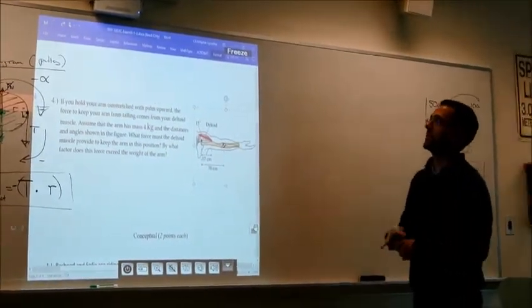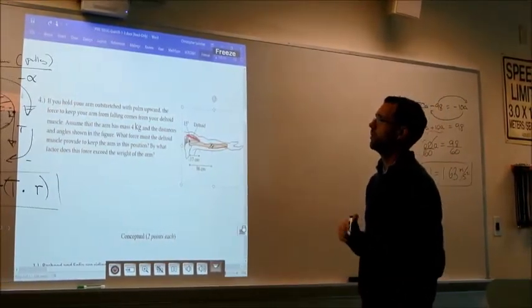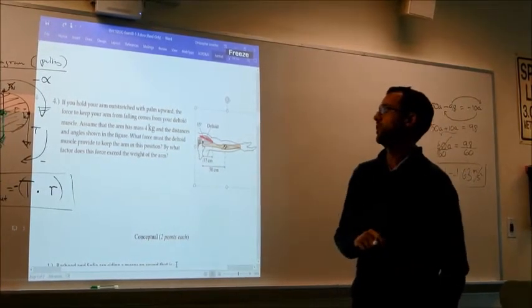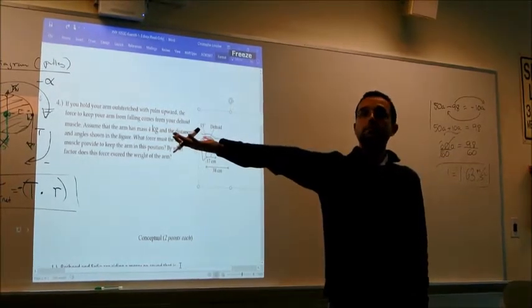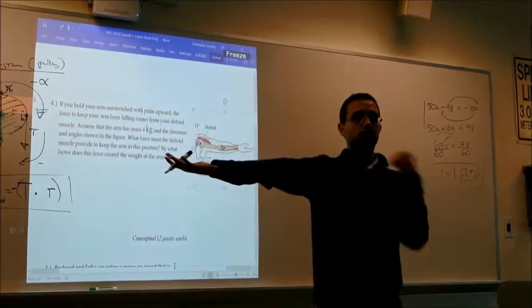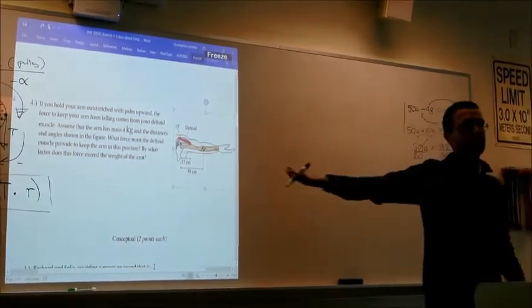Alright, so for this one it says, if you hold your arm outstretched with your palm upwards, the force to keep your arm from falling comes from your deltoid muscle. So basically I have my arm out like this, right? It's in equilibrium because my arm isn't accelerating clockwise or counterclockwise. It's not accelerating up, down, right, or left, right? So the net force acting on my arm is 0, and the net torque acting on my arm is 0.